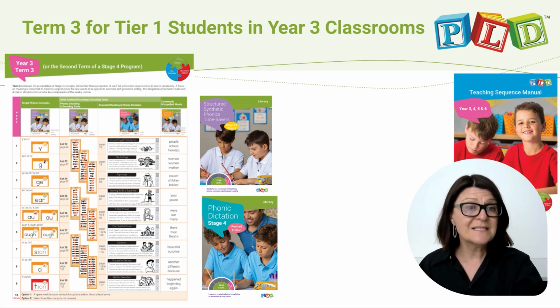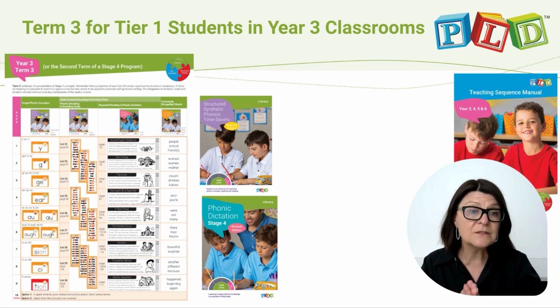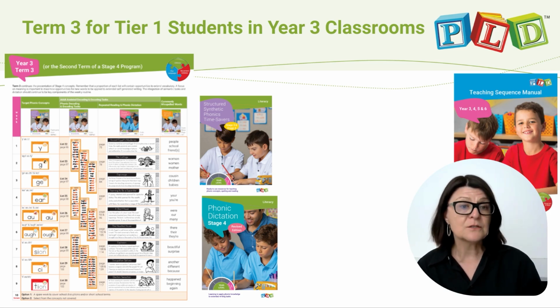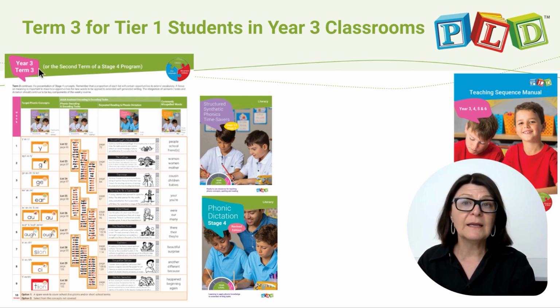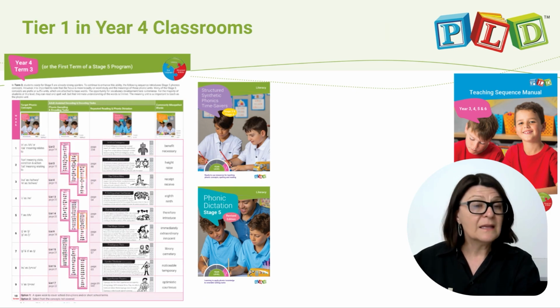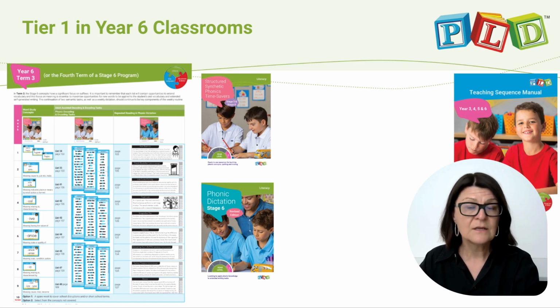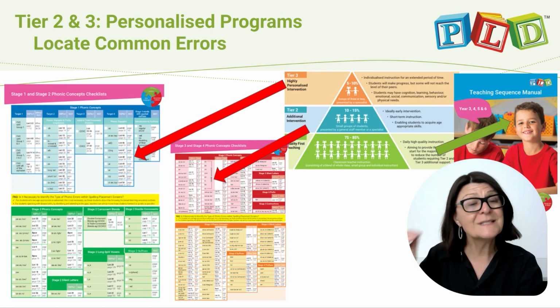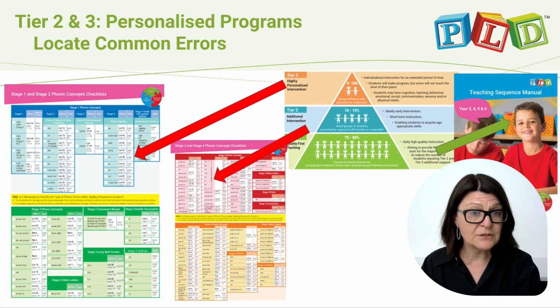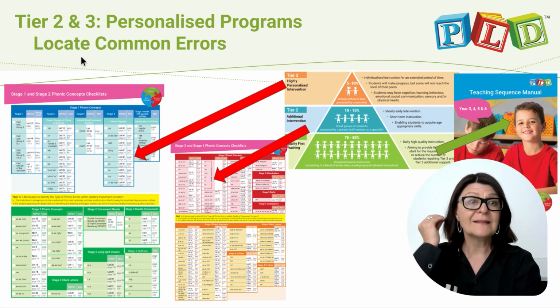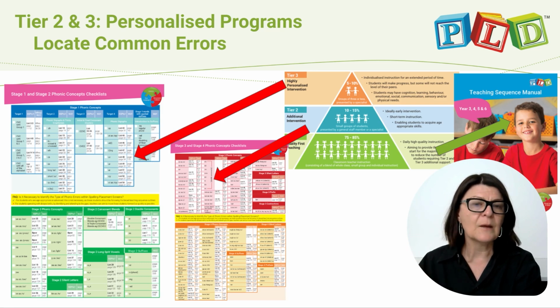Remember, the teaching sequence manual and the outlines is for your Tier 1 students and not for your Tier 2 and 3 students. So here we have Year 3, Term 3, a Year 4, Term 3, a Year 5, Term 3, and a Year 6, Term 3 outline. For your Tier 2 and Tier 3 students, Tier 2 a little bit behind, Tier 3 significantly behind, you need to locate their common errors and plan a process.